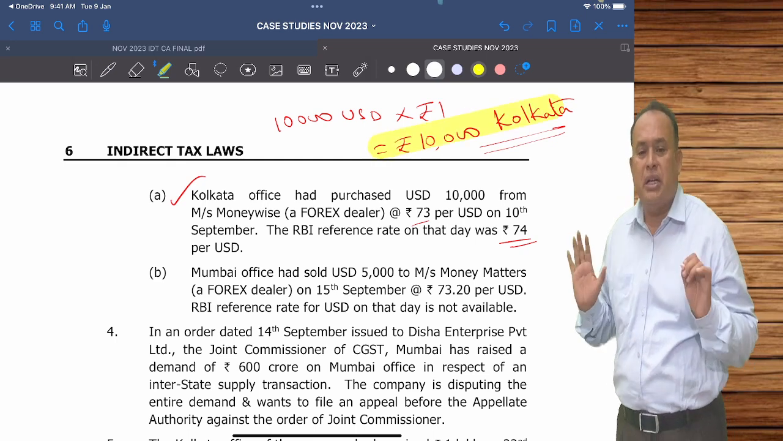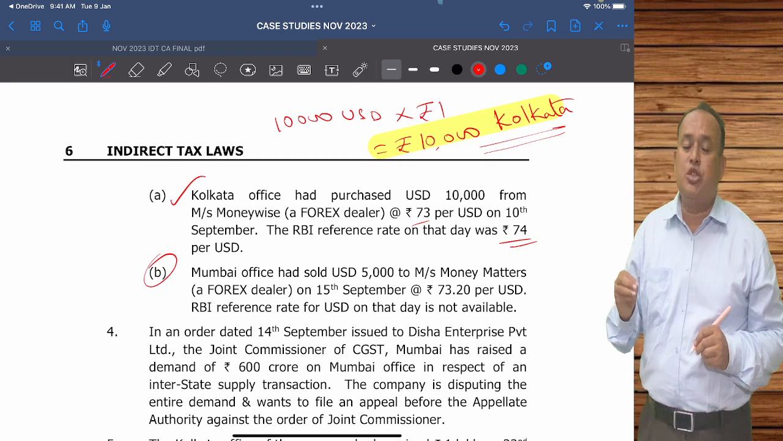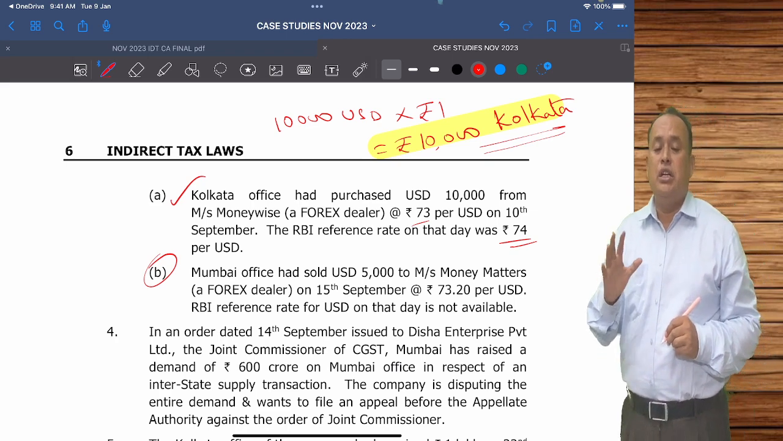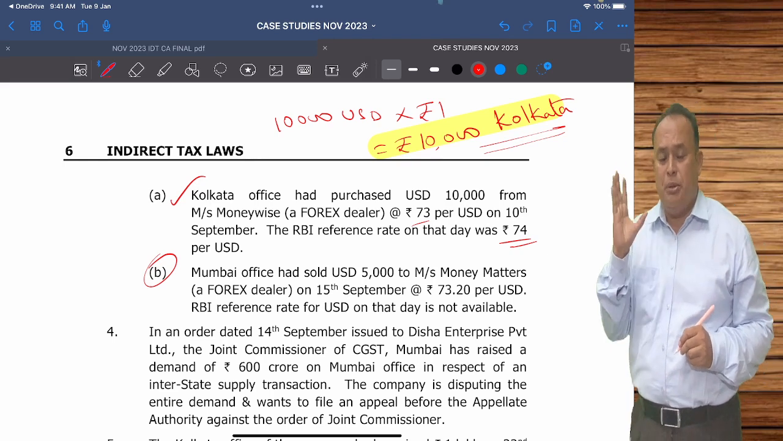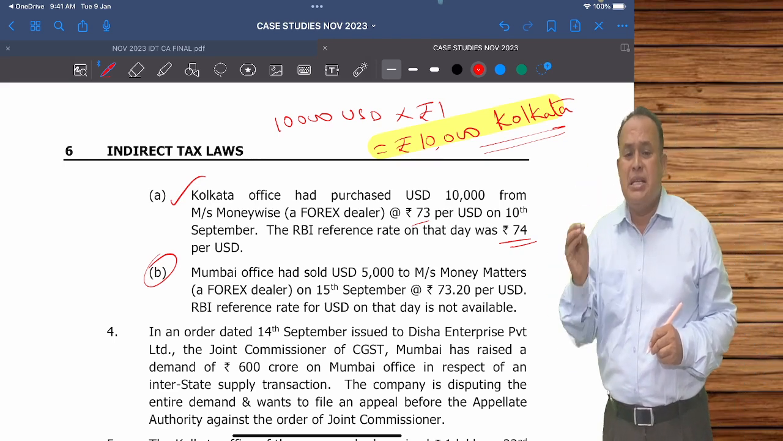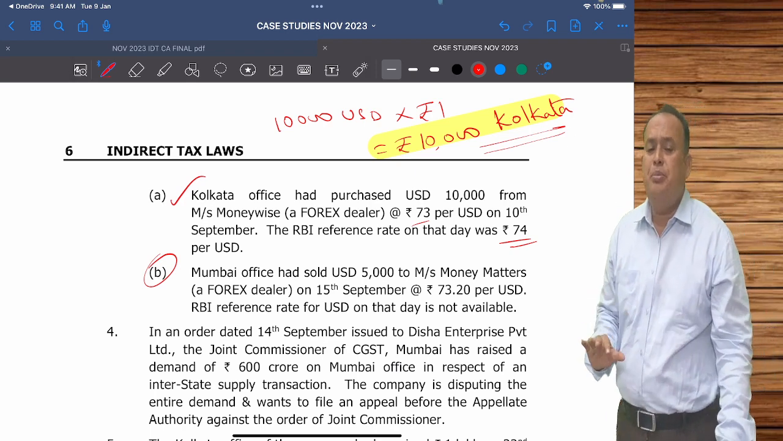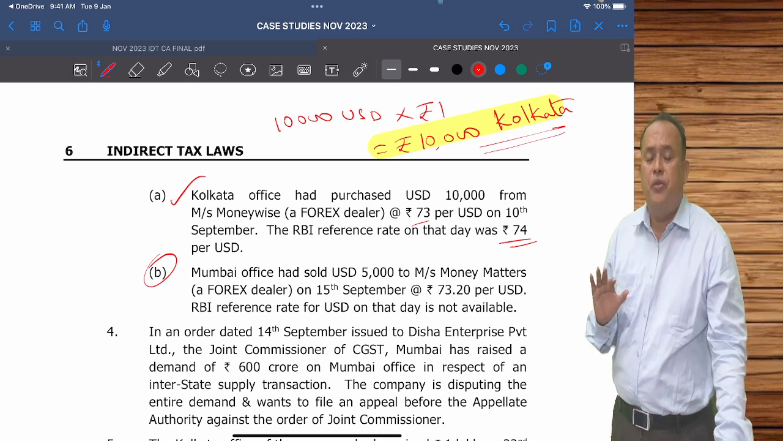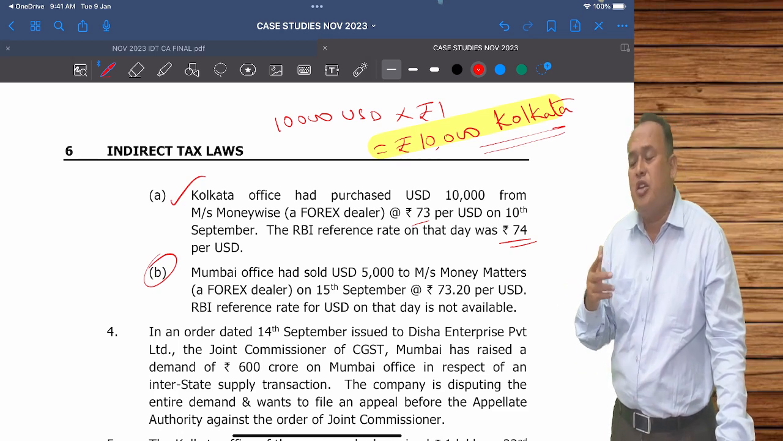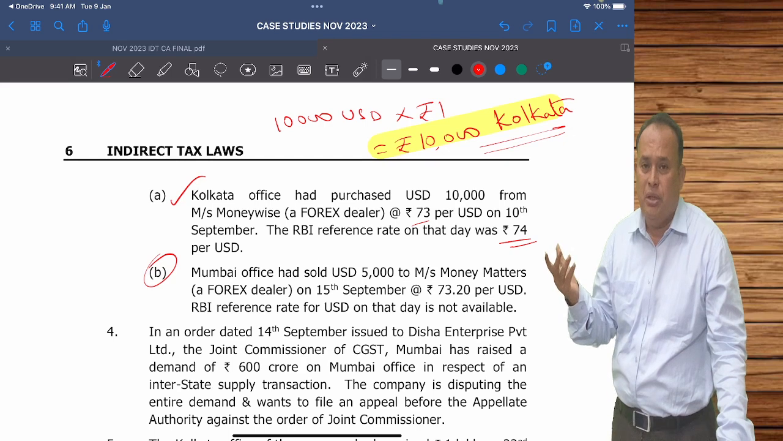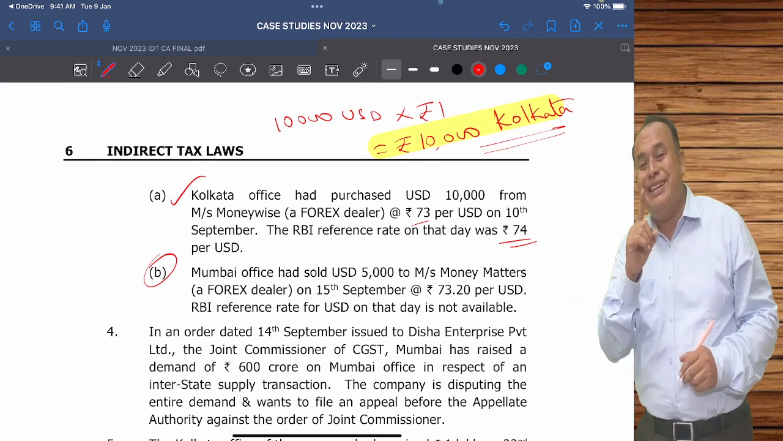One valuation we got. Second, in case of point number B, Mumbai office had sold USD 5,000 to Money Masters, a forex dealer, on 15 September. At what price? 73 rupees 20 paise per USD. RBI reference rate for USD on that date is not available. On that date, Reserve Bank of India reference rate not available. In that case, you have to apply 1% on the value.